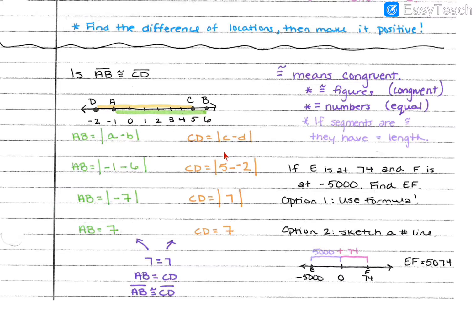If you want to use parentheses, sometimes that helps so you don't forget that minus sign. Minus the location of D, which is -2, because some people will not put another negative here. It's minus -2. Well, what happens when you subtract a negative? You're adding. 5 plus 2 is 7. The absolute value of 7 is still 7. So AB and CD are both 7. Those numbers are equal. AB and CD are equal, and the segments then are congruent.